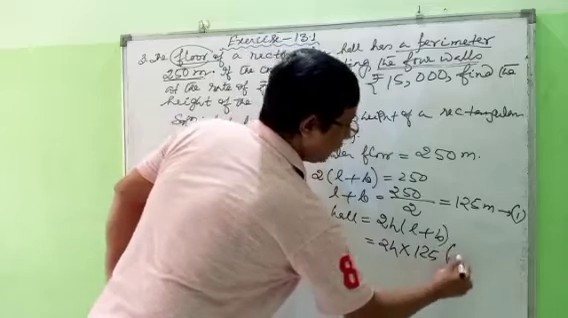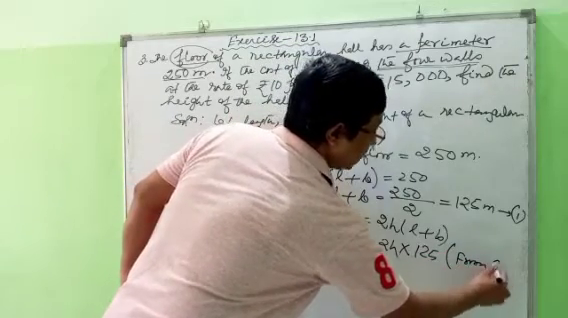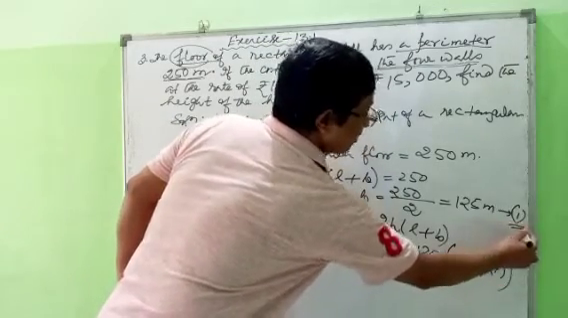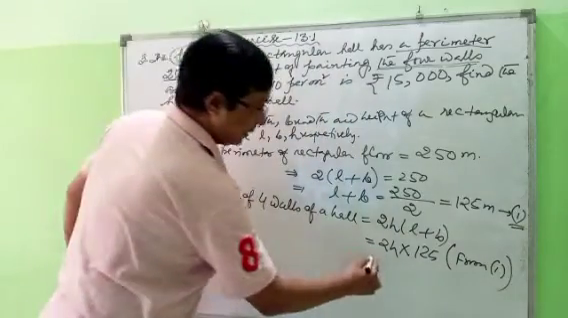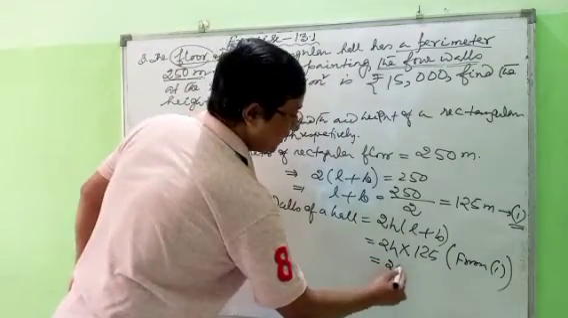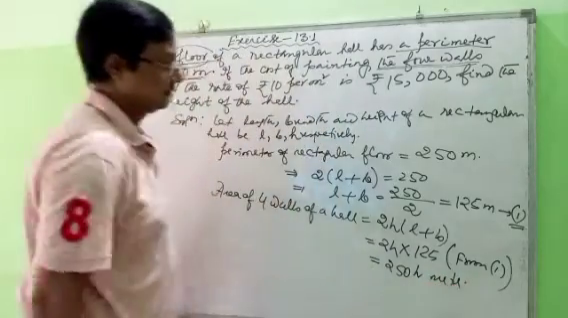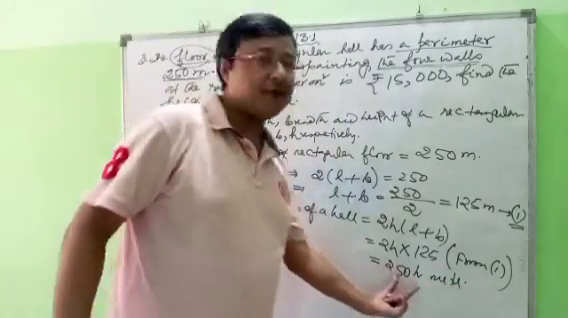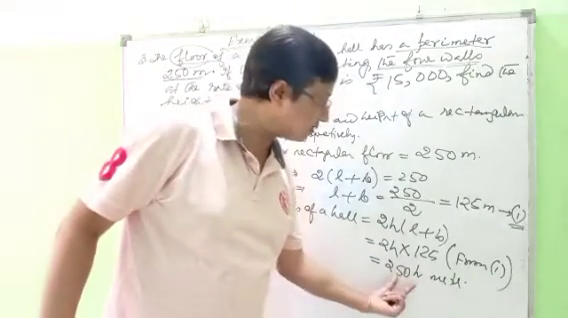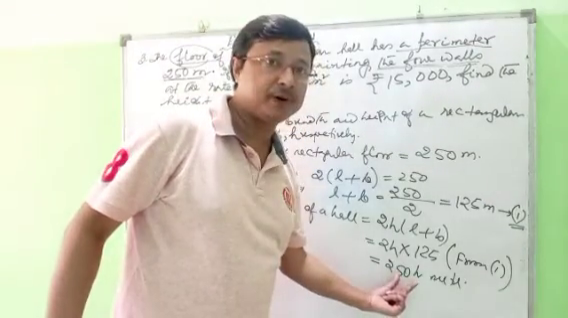You have got L plus B from equation 1. This is equation number 1. So multiplying, you will get 250H meter square. So this is the area of the 4 walls. On this much area you are going to paint.